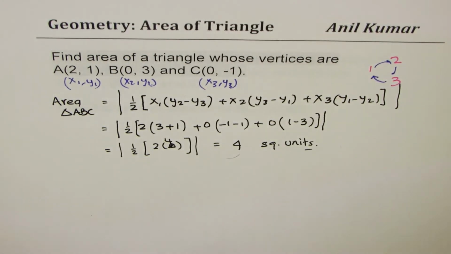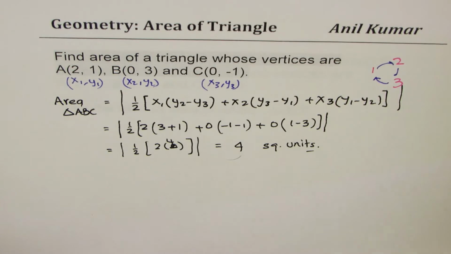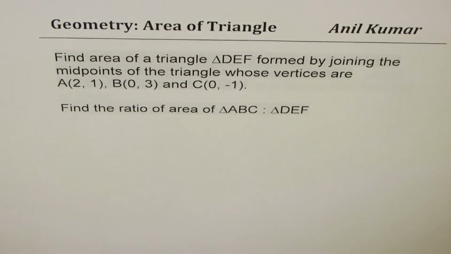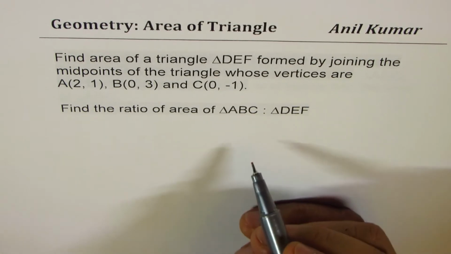Does that make sense to you, right? So I took very simple values so that we don't land up in big calculations, right? And I'm not even sketching the triangle. Once you have the vertices, you can just write down the values. Perfect. So the area of this big triangle ABC is 4 square units.